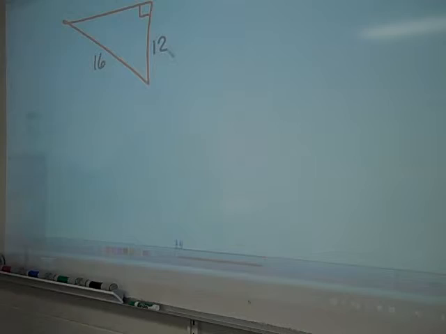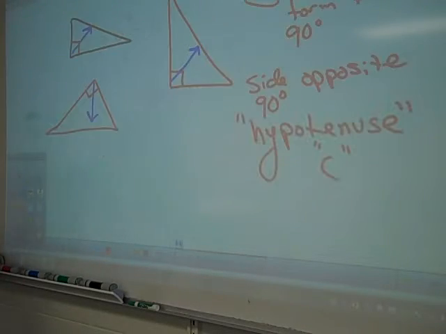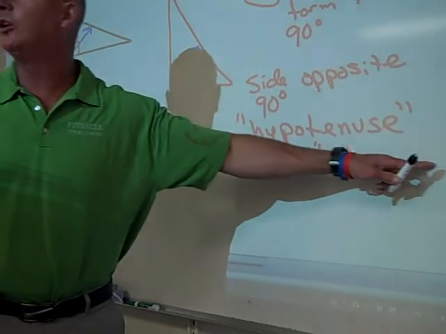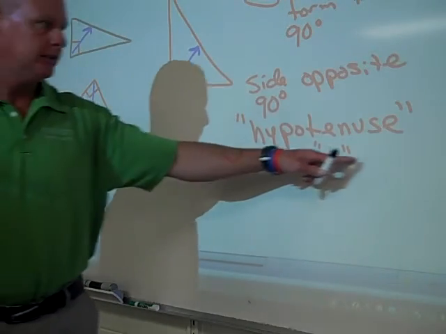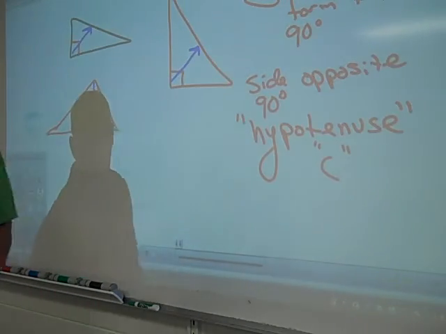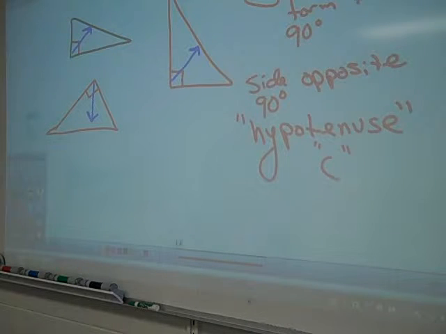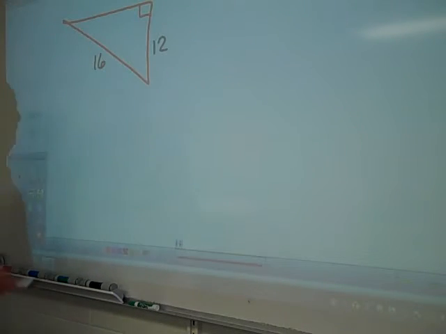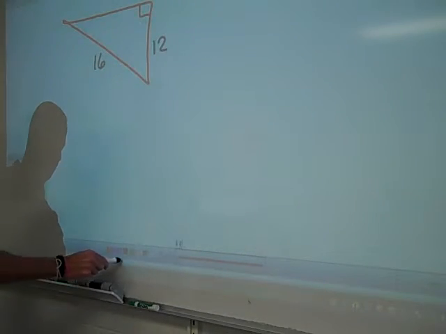Also, I'm going to add something back here from two pages ago: the hypotenuse is always your longest length. Your hypotenuse is always the longest length of a triangle. And what triangles are we using today? Right triangles. Good.